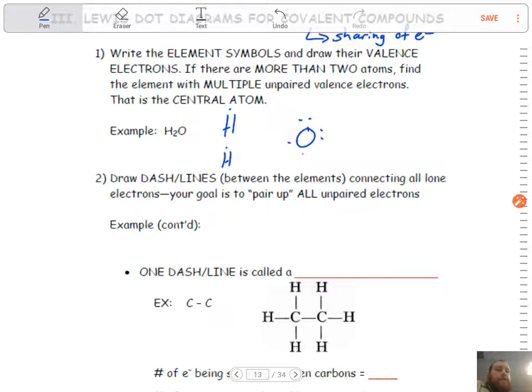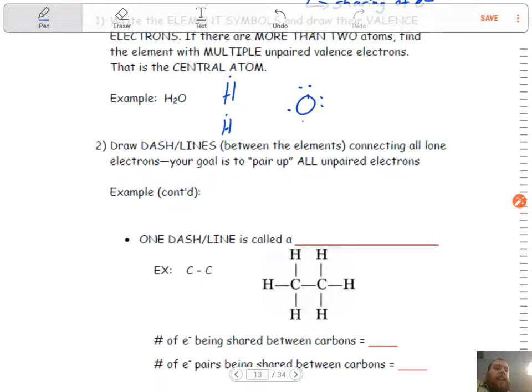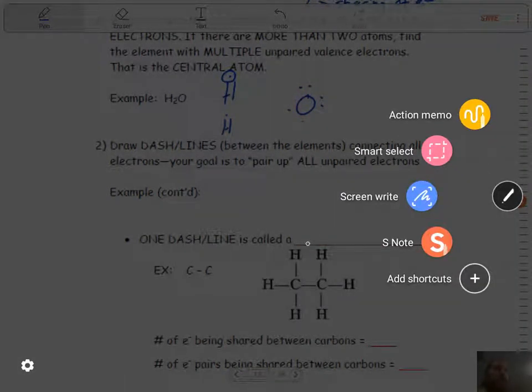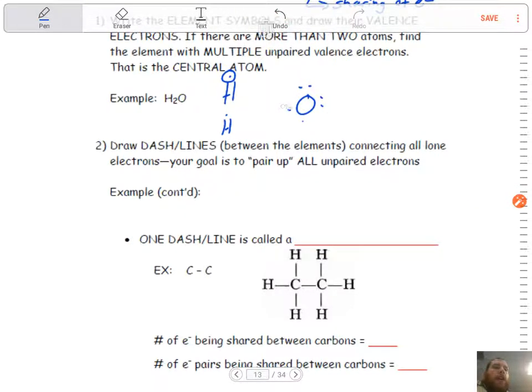It'll make more sense. So step two, we're going to draw dashed lines between the elements and connect all lone electrons. We're going to try to pair up all the unpaired ones. We've got one here that's all by itself on hydrogen, and we've got another one that's all by itself on oxygen. So we're just going to draw a line to connect those, and that's a bond. Notice how many electrons were in that line: one from hydrogen and one from oxygen. So there are two electrons in a bond, in a line.